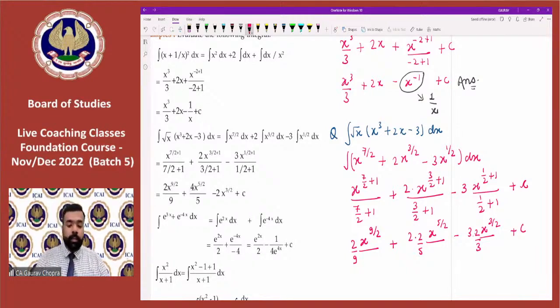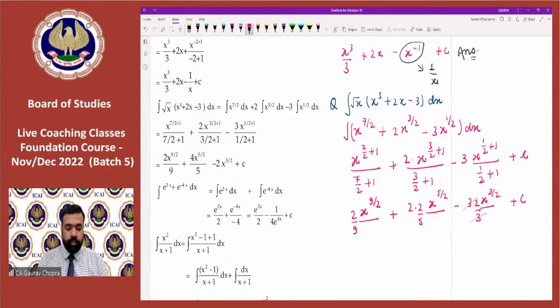Now we can cancel some of the things. Let us try to cancel. So 3 and 3 will get cancelled here, and whatever is left becomes the final answer. Okay, so the final result we are getting is 2x to the power of 9 by 2 upon 9 plus 4x to the power of 5 by 2 upon 5 minus 2x to the power of 3 by 2 plus c.